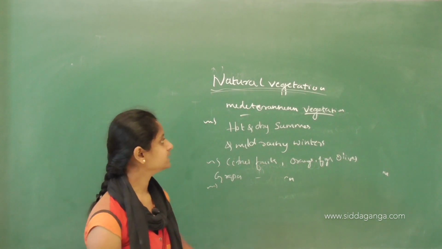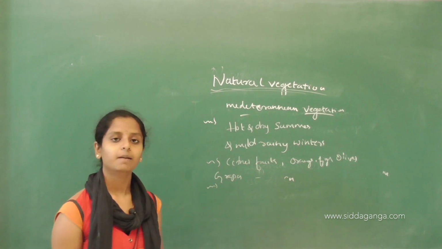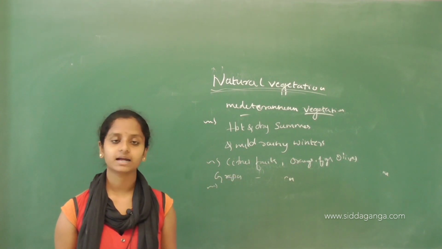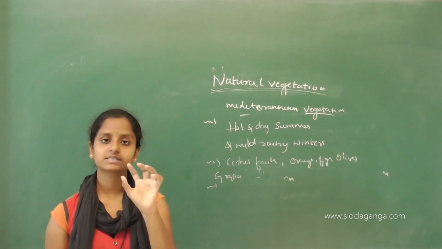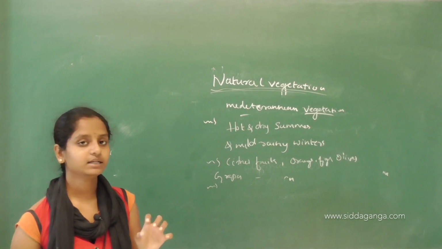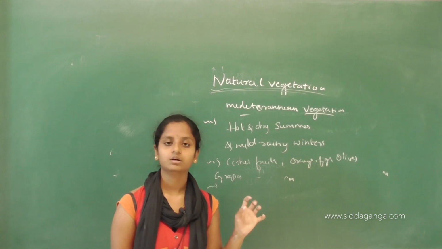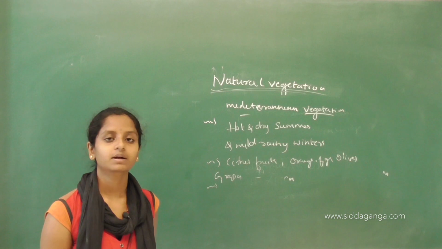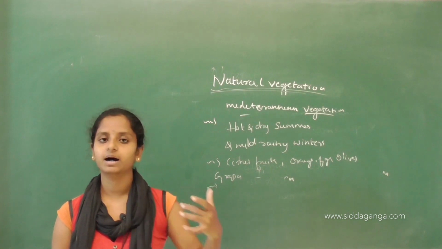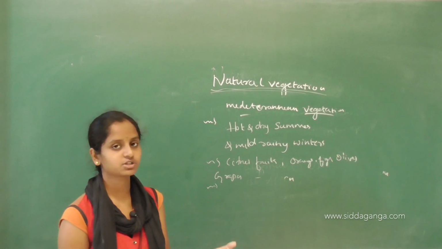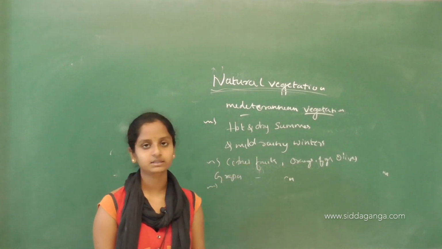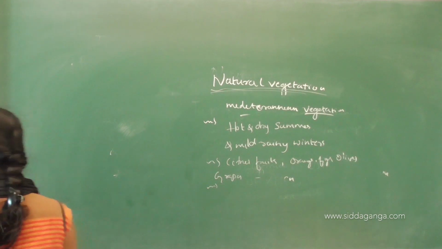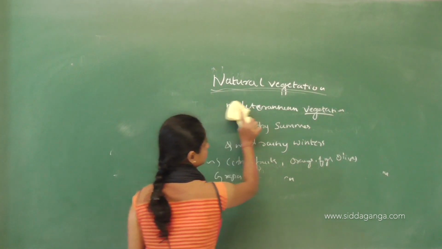And also in this Mediterranean vegetation, the barks of these trees are in such a way that the leaves have a waxy coating. That is how they will minimize the transpiration losses. Okay. Waxes present on the leaves and the bark will also minimize the transpiration losses in this Mediterranean vegetation. So this is about the Mediterranean vegetation.